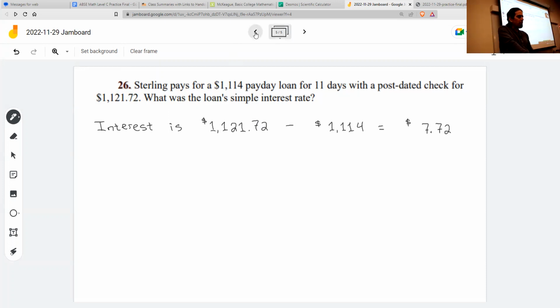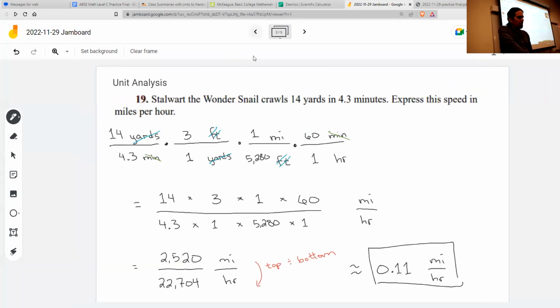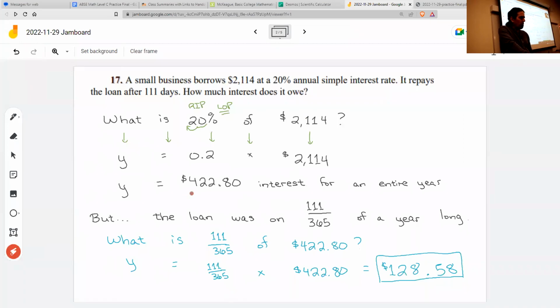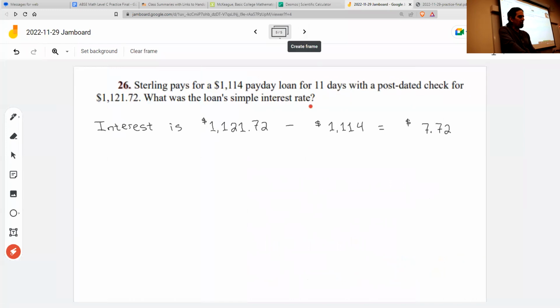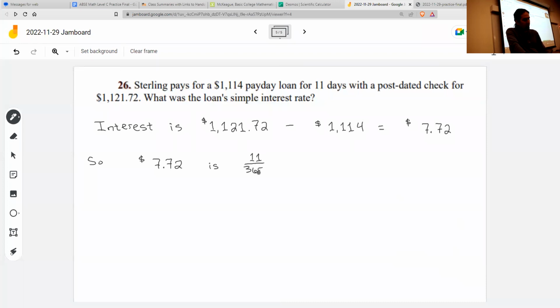So just like in the previous problem, when we had the whole amount for the year, and then the actual amount was smaller because it wasn't a whole year that we waited, a similar situation has happened. So we have 11 days. So $7.72 is 11 days of what bigger amount?